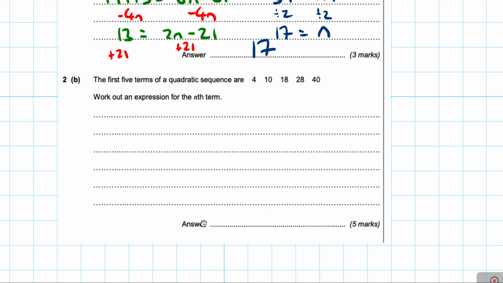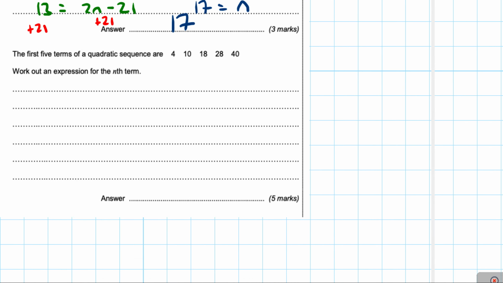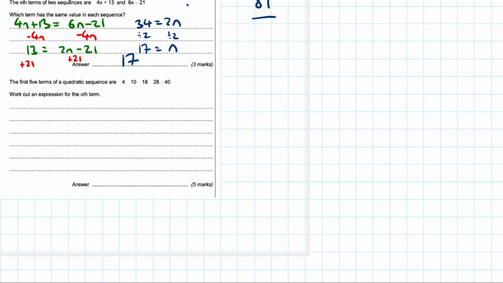The first 5 terms of a quadratic sequence are 4, 10, 18, 28, and 40. Work out an expression for the nth term. So in this situation, you want to use the easy tactic for this one, which is using the formulas. If you've not seen this before, we'll go through it with you.